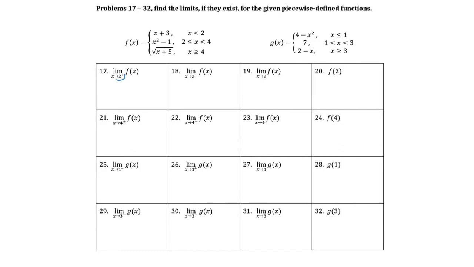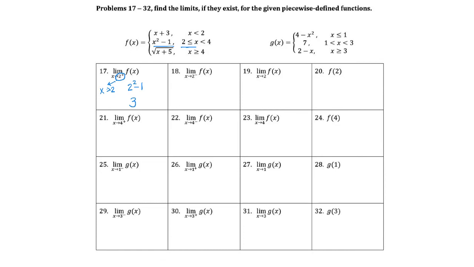So here we're approaching 2 from the right side. If I'm approaching from the right side, that means all those x values have got to be greater than 2. So we need to find the function f and find where x is greater than 2, which is going to be this portion right here. And so I need to make that substitution. So I'm going to have 2 squared minus 1. So that's going to give us 3.